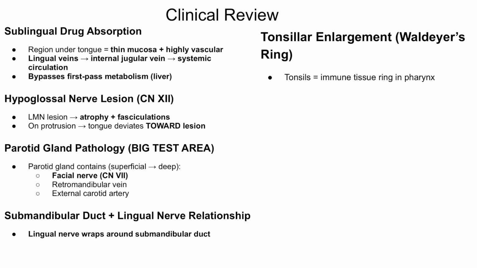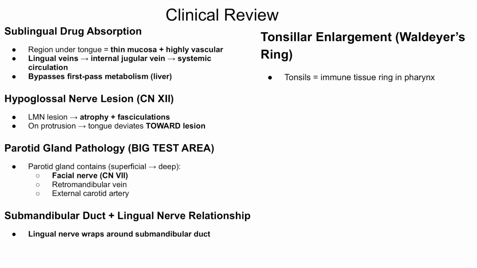So start with sublingual drug absorption, right? The key idea is that the floor of the mouth is thin and highly vascular, so drugs placed under the tongue are absorbed rapidly into the bloodstream. They drain through the lingual veins into the internal jugular vein and enter systemic circulation directly, which means they bypass first-pass metabolism in the liver. And that's why drugs like nitroglycerin are given sublingually, because of its fast onset and no hepatic delay.